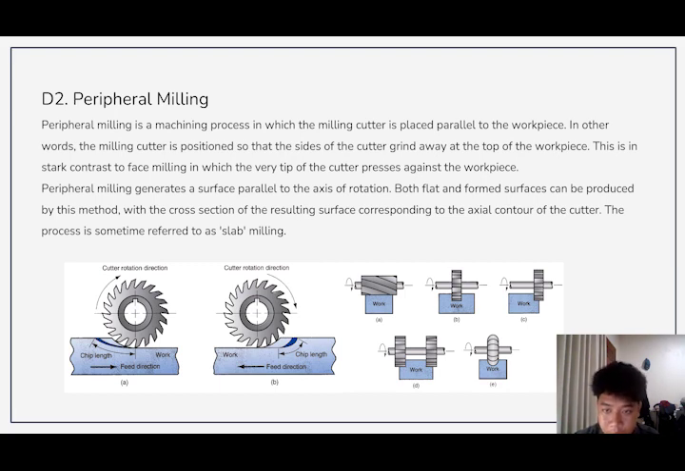Both flat and formed surfaces can be produced by this method, with the cross-section of the resulting surface corresponding to the axial contour of the cutter. The process is sometimes referred to as slab milling.